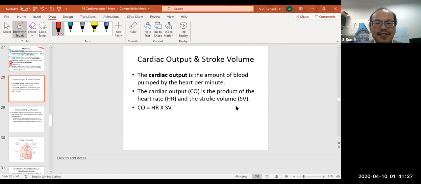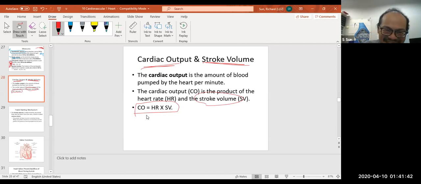So that leads to this stroke volume and the cardiac output. Stroke volume is each time how much blood squeezes out. So this equation is very important: stroke volume times heart rate. So each time blood squeezes out, that's stroke volume, and times how many times in a minute, that's the heart rate. And so this is cardiac output.